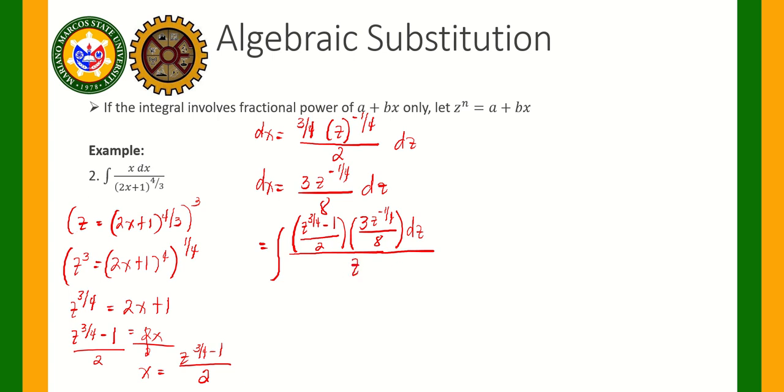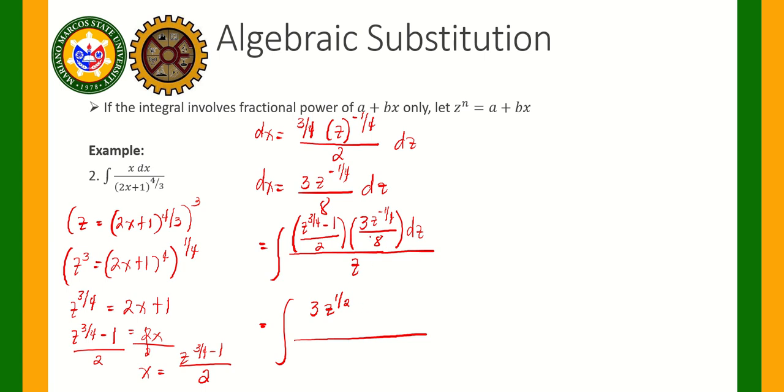So, mag-simplify na tayo. This will be equal to LCD natin for our numerator, that is 8. So, 8 divided by 2 is 4. So, multiply natin dito. Hindi pala tayo mag-LCD. Magmumultiply lang tayo. Wala pala tayong operation dito. Multiplication lang. So, this will be equal to z raised to 3/4 times 3 z raised to negative 1/4. That is equal to 3 z raised to 1/2. Okay, so if you add 3/4 minus 1/4, that is equal to 1/2.